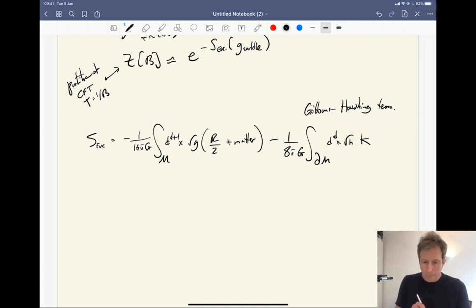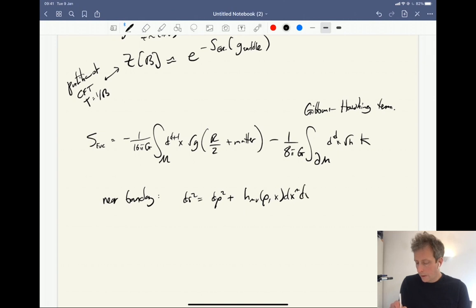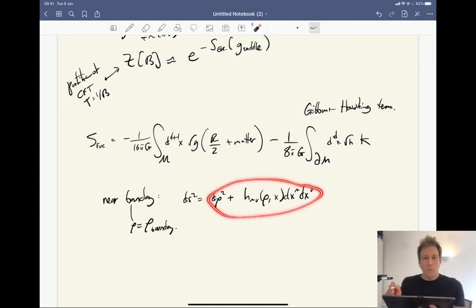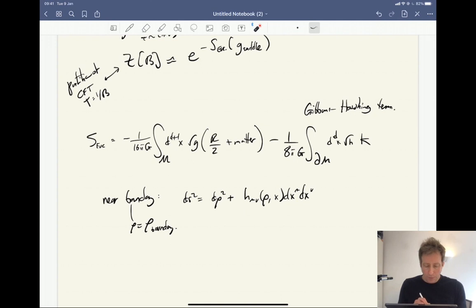So the boundary, let's say near the boundary, let's write the metric like this, where the boundary is at rho equals rho boundary. These are then Gaussian normal coordinates to that boundary. We're not talking about AdS, this is just completely general. So we've just got some boundary in our space. We use Gaussian normal coordinates to the boundary.